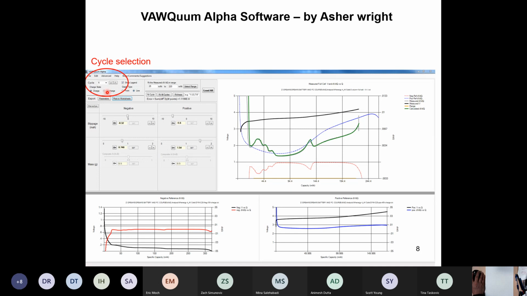If you have a lot of cycles, maybe you have 1,000 cycles, and you want to fit cycle 2, you can fit cycle 2. And then you can just scroll down and fit some other cycle. So it loads all the cycles in at once. It's quite convenient. Like I say, it has fitting capabilities, and it's quite nice.